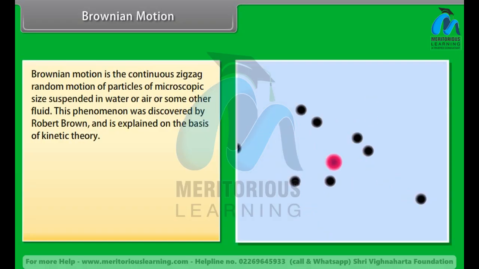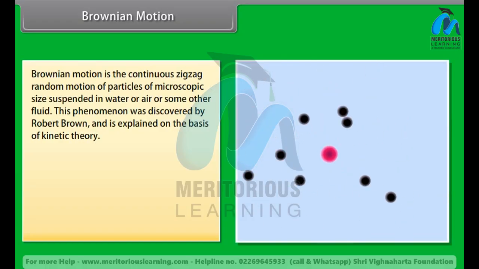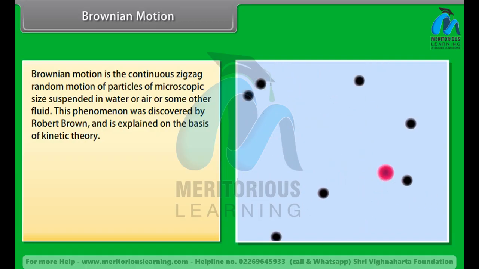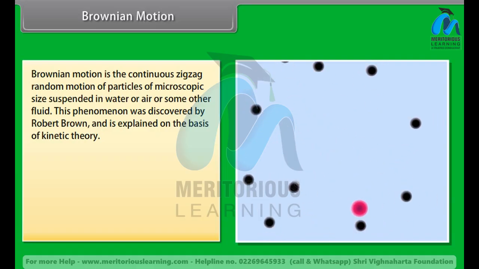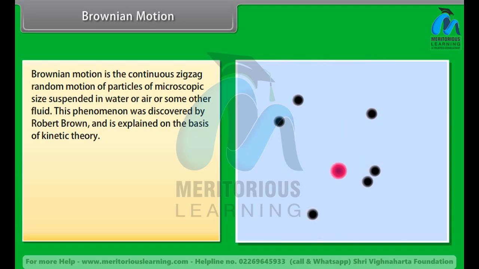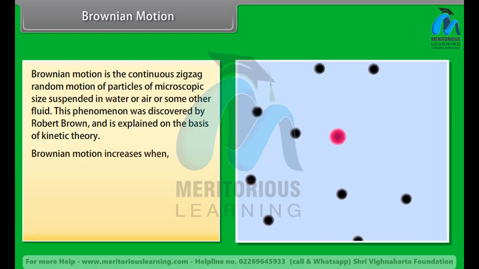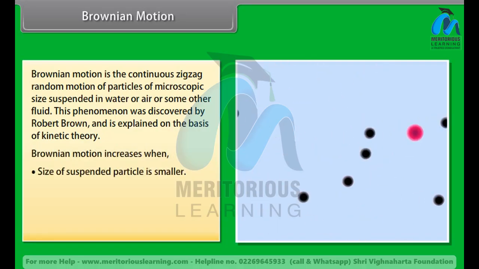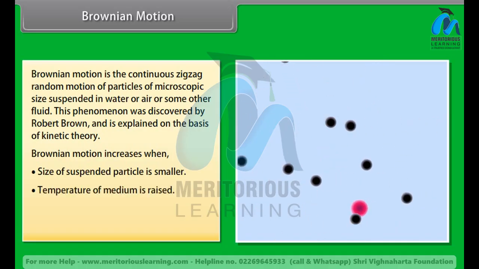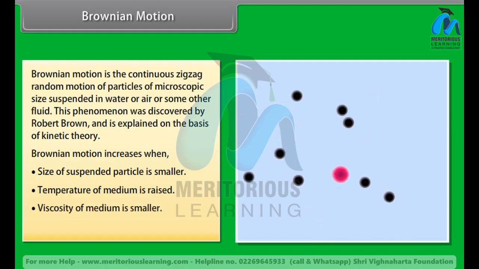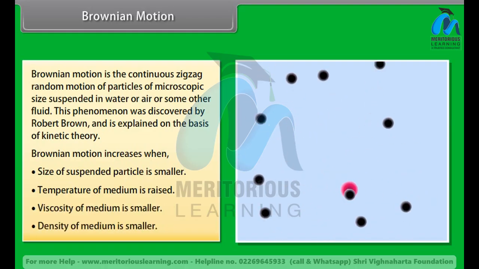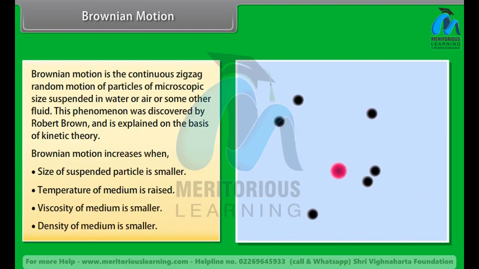Brownian motion is the continuous zigzag random motion of particles of microscopic size suspended in water or air or some other fluid. This phenomenon was discovered by Robert Brown and is explained on the basis of kinetic theory. Brownian motion increases when size of suspended particle is smaller, temperature of medium is raised, viscosity of medium is smaller, density of medium is smaller.